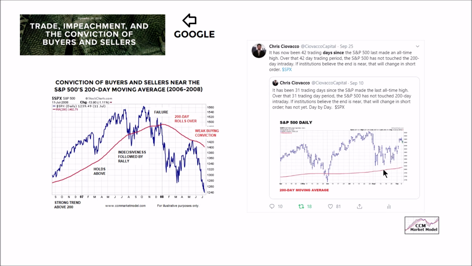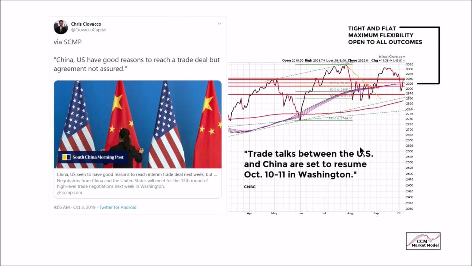The fact that we didn't even touch the 200-day moving average intra-week this week during an extremely volatile week tells us that these concepts still apply. If you think about what we just said about this tight moving average cluster and this indecisive look here, logic would tell us that makes a lot of sense in front of what could be extremely important trade talks between the U.S. and China.